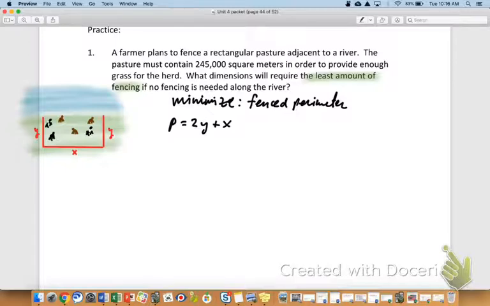XY equals 245,000. The area, right? Yes. So if I know the area is supposed to be 245,000, which actually makes a lot of sense because the farmer would know how much grass his pasture needs to have, I could say XY equals 245,000, and then I could either solve for X or I could solve for Y and then substitute. What do you guys recommend? What do you think would be easier? I'm hearing both, of course. If I solve for X, then I don't have to deal with the 2, do I? So I'll do that. So I'll say X is equal to, can I write it like this?